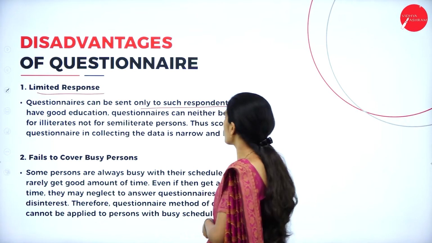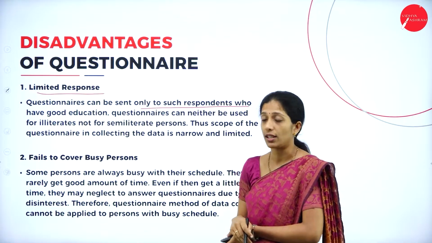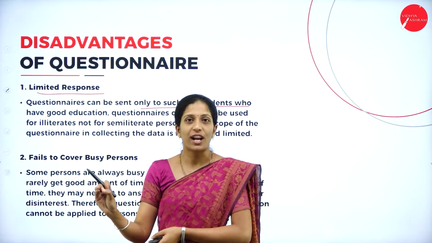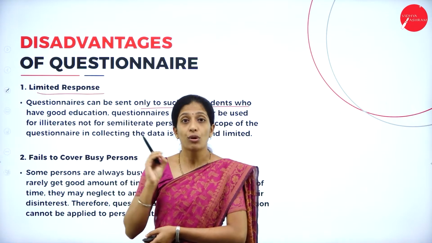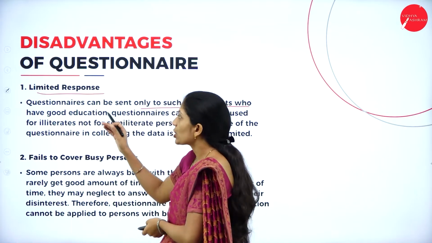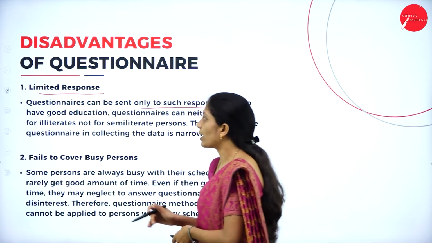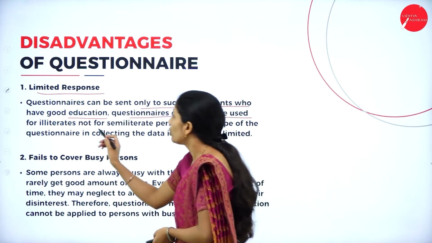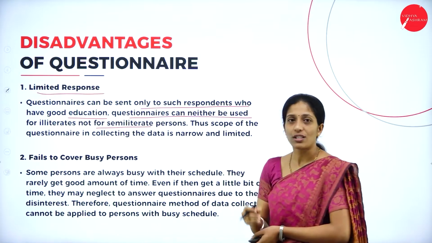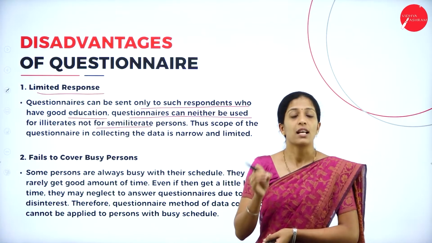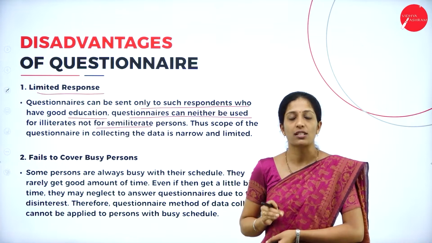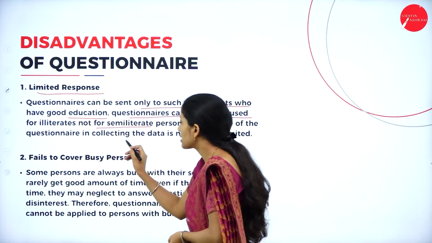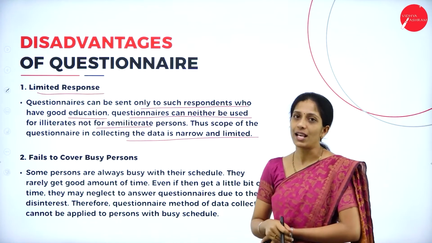So let us see why it is disadvantageous here. Questionnaire can be sent only to such respondents who have good education, because it will be in the form of writing. So questionnaire can be filled by those persons who are well educated. Questionnaire can be used neither for illiterates nor for semi-illiterate persons, because they have to read the questions. They have to read the answers also, that is the options. Then only they can answer the question. Thus the scope of the questionnaire in collecting data is narrow as well as limited.